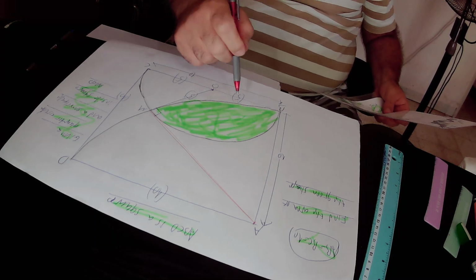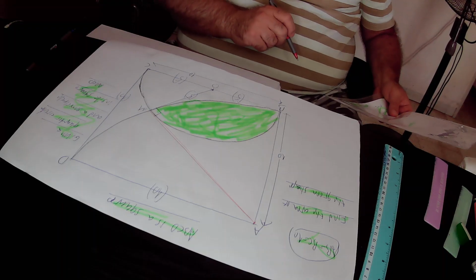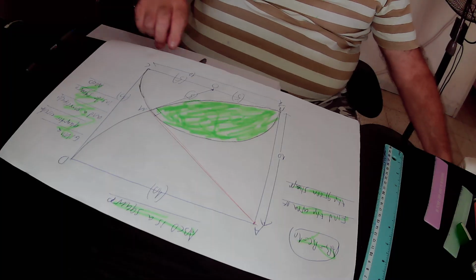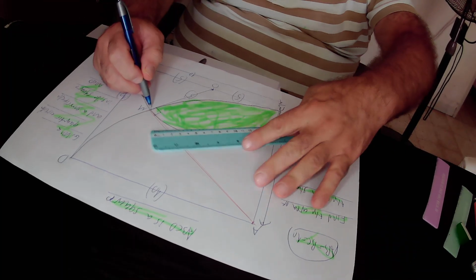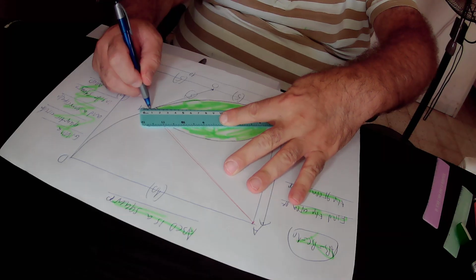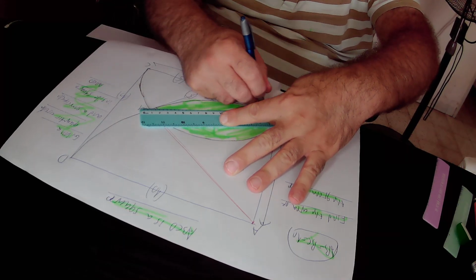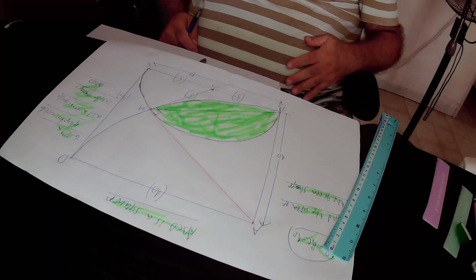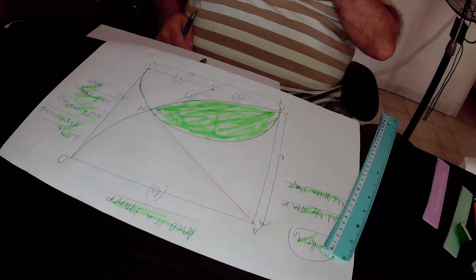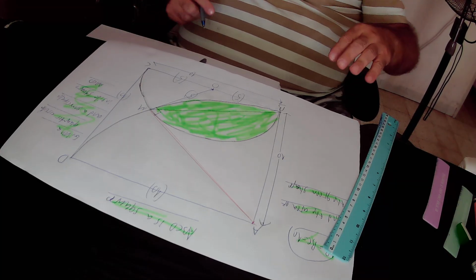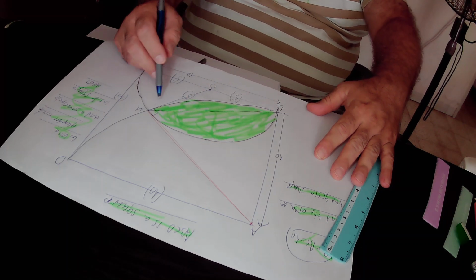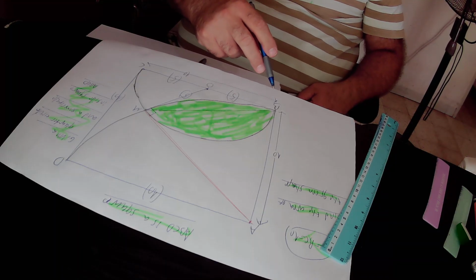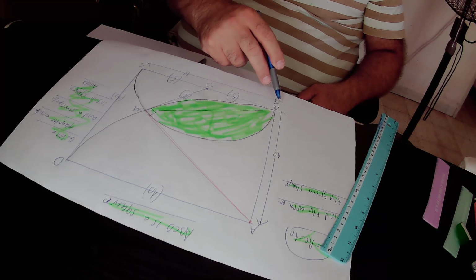Our task is to find the area of this green shape. First of all, we join points M and B together by a straight line. By joining points M and B, we divide the green shape into two segments. This is the upper segment and this is the lower segment. We define the upper segment as segment BUM.